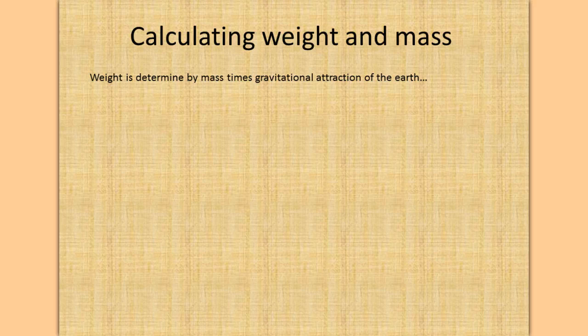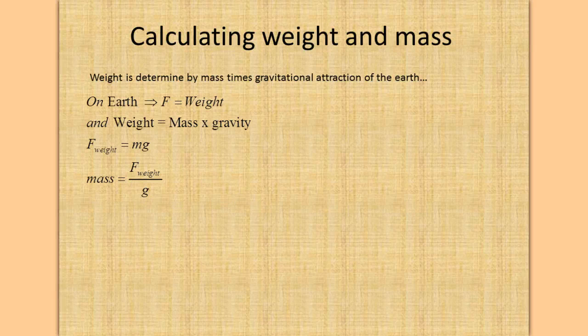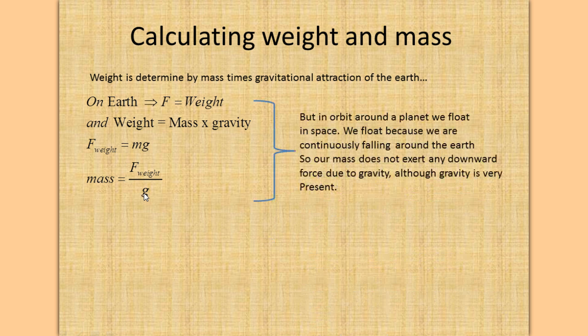Weight is determined by mass times gravitational attraction of the Earth. On Earth, force is equal to weight, and weight is equal to mass times gravity. So therefore, the force of weight is equal to mass times g, or m times g. And if we solve this equation for mass, we get mass equals force weight divided by g.